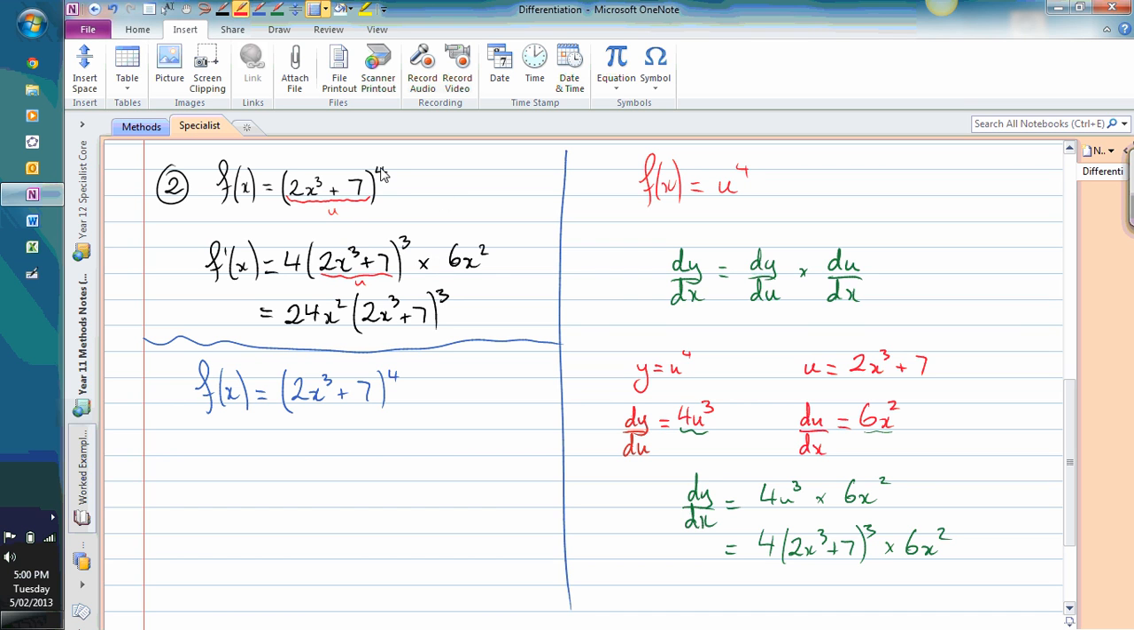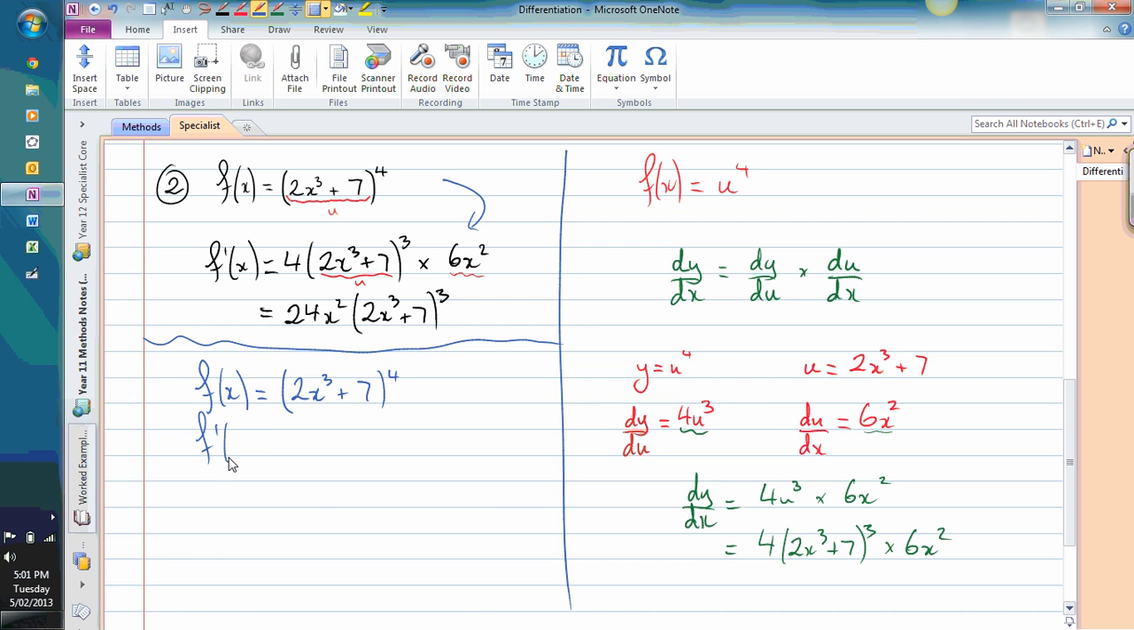If we have a look here, I've brought the 4 down the front, and I've reduced it by 1 and got the 3. And this other part that I've ended up with is actually just the derivative of my u that's in here. I've brought the 3 down the front, gone 3 times 2 to give me 6, and reduced the 3 by 1, and that 7 was a constant, so it's just disappeared. That makes sense based on our working from over here. But noticing that means that we can actually go straight from here to here in one step.